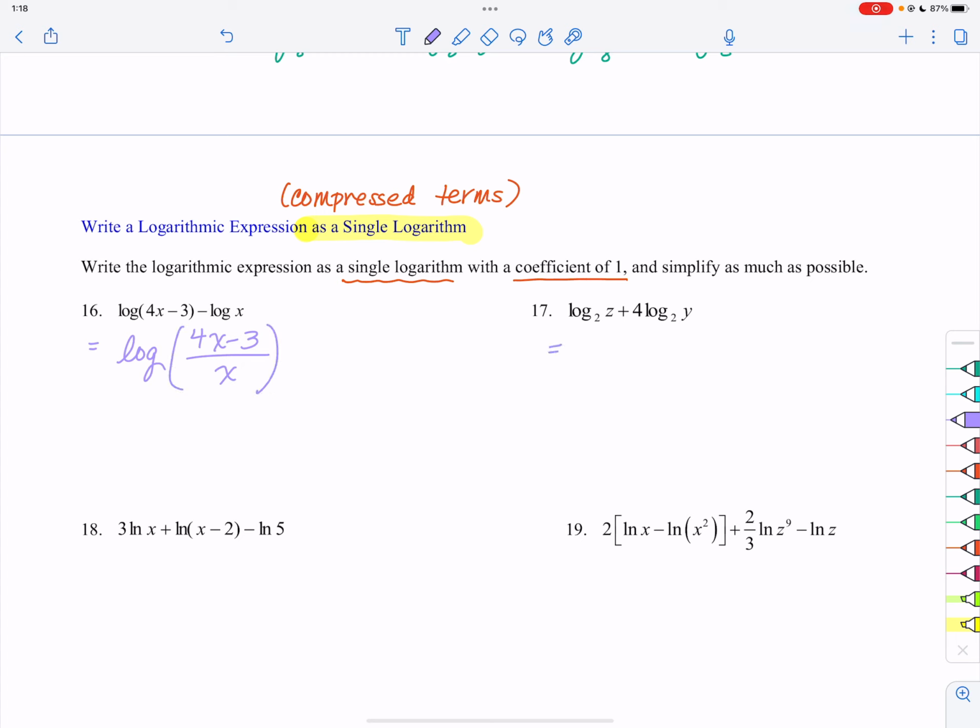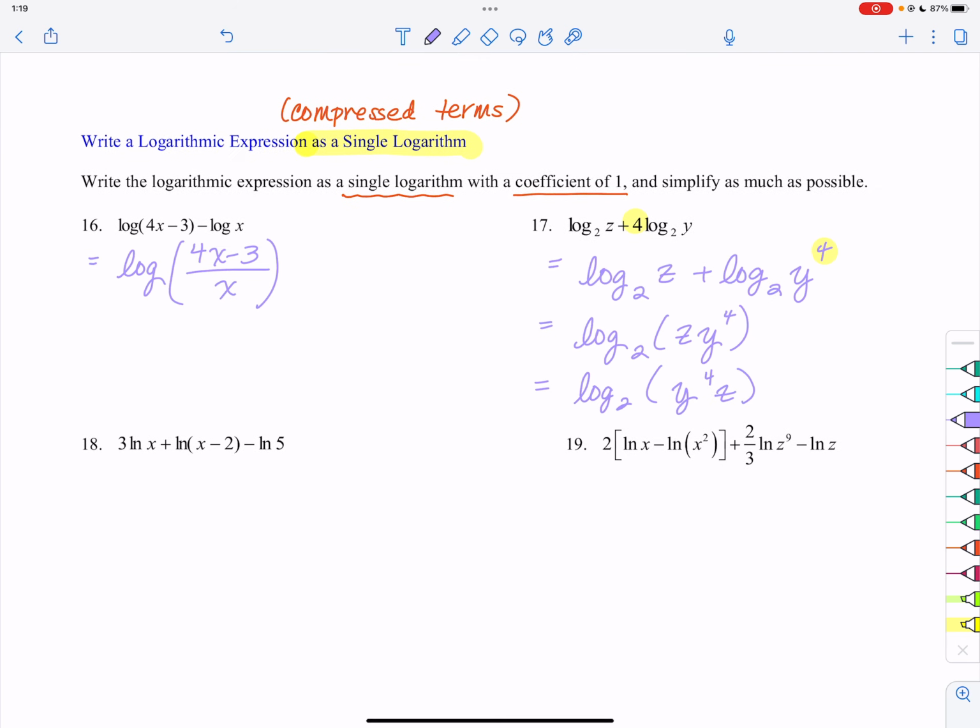And in number 17, we have a sum of logs. So here we have the log of a product. But before we do that, let's take care of this coefficient 4 and take y and raise it to the 4th power. And now we will have a sum of logs. So this would be the log base 2 of z y to the 4th. And if you like your variables written in alphabetical order, that's what that would be.